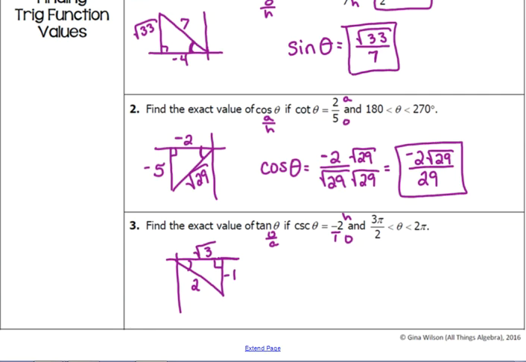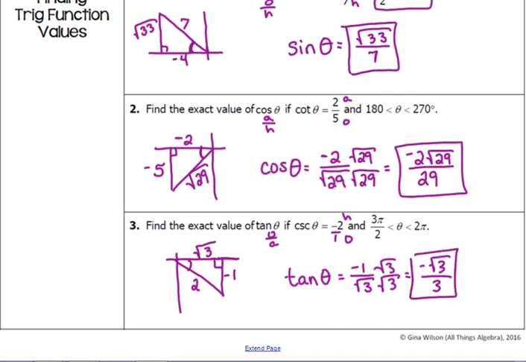That is positive. X values are positive in the fourth quadrant, so our tangent is the opposite, so -1 over the adjacent square root of 3. We want to rationalize that. So negative square root of 3 over 3 is our tangent value, our tangent ratio there. Any questions about those?